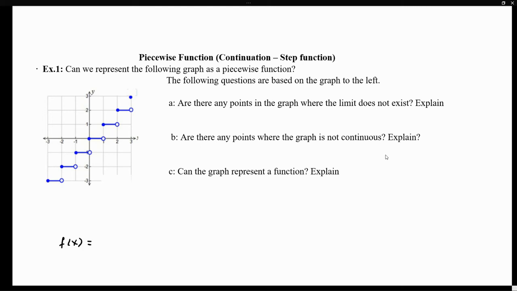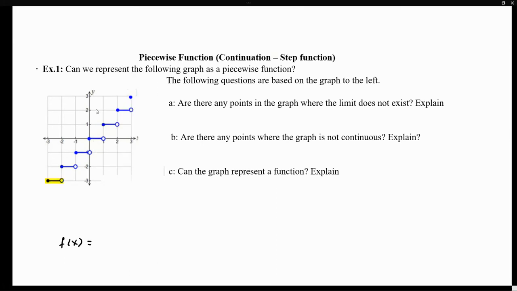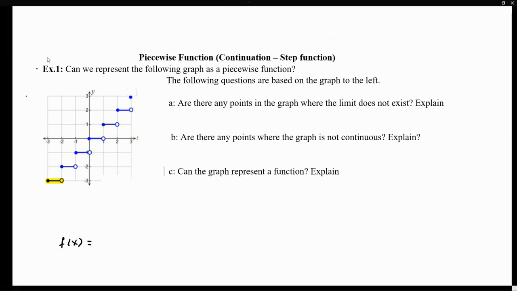Now, to properly define the step function, what we want to do is take it one step at a time. So let's concentrate on this step right here. Let's just highlight it in yellow. Is it possible for me to jot down a function that will describe this step? The first thing I notice is that this is a horizontal line, and this horizontal line has a value of -3. So perhaps I can come up with my first function being y equals -3.